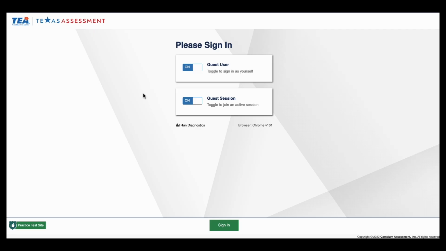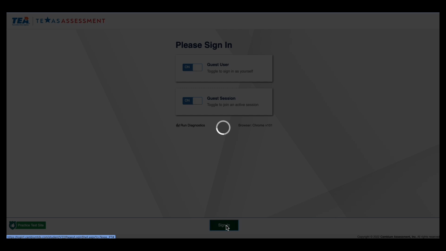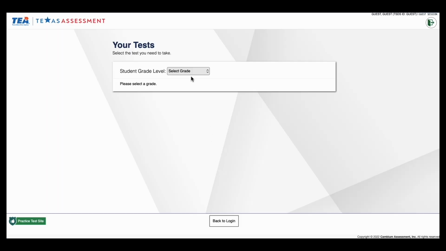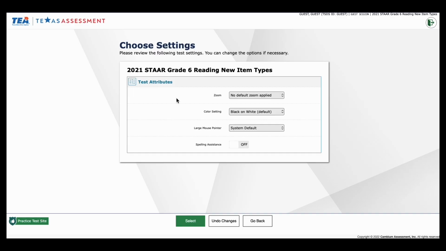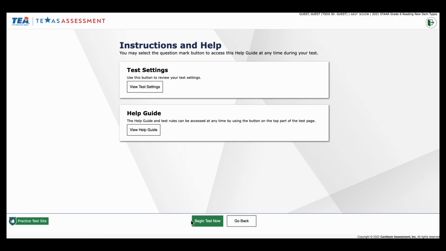To get to the practice test, I have given you the link to the online sampler from the TEA website. Once you get here, you're just going to click sign in. And for this example, I'm going to use 6th grade. And I'm going to go to the 2021 STAAR 6th grade reading new item types. So here we'll see an example of what this new test will look like. I'm going to click select and begin test now.